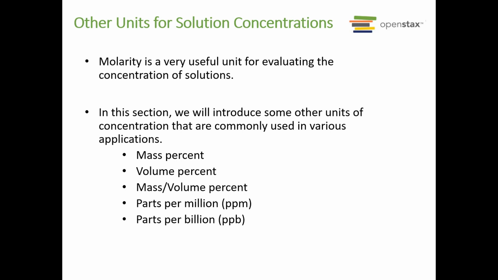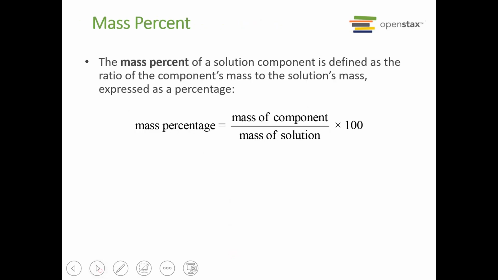So we're going to go through the definitions for each of these, and then we'll do a few practice problems with them. Mass percent is calculated as the mass of the component divided by the mass of the solution. So this is the total mass of the solution, and we take the mass of whatever component we're interested in and divide that by the total mass of the solution.